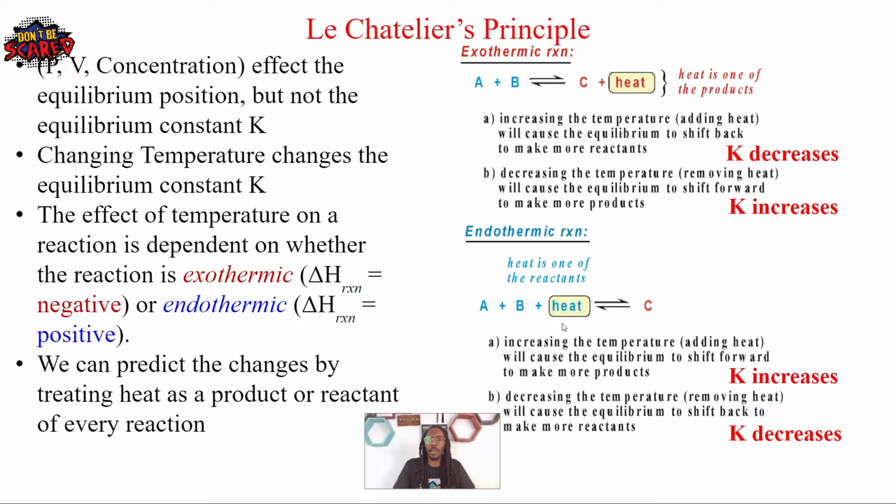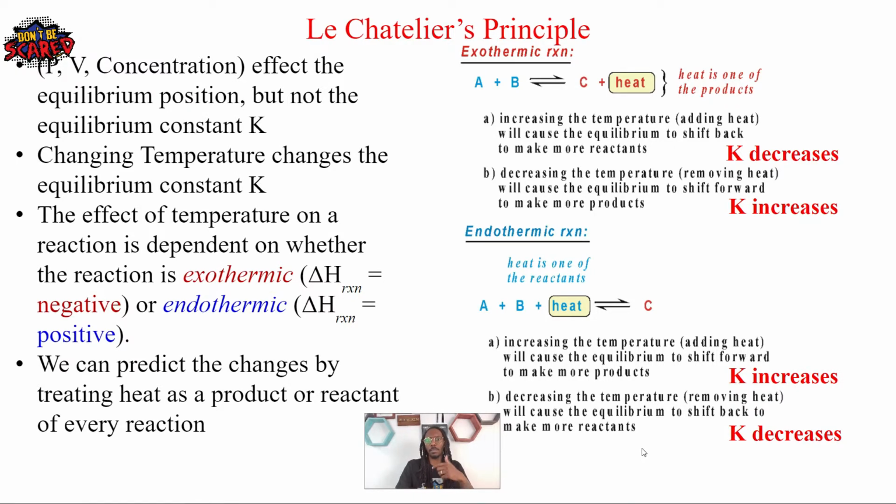Now understand, right? Let's look at our K. The K makes sense now, right? If I'm shifting to make more products, then I need to have a big K, because big K means that I'm going towards products. The bigger the K, we're talking about the direction going towards the products. So our K should be increasing because we're going towards the products.